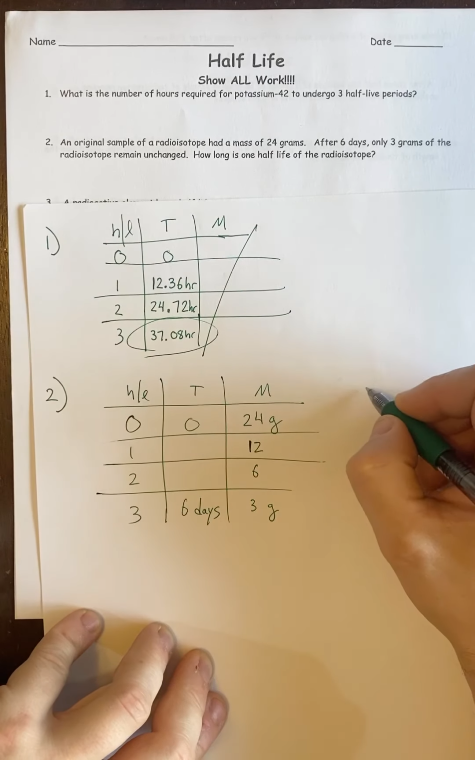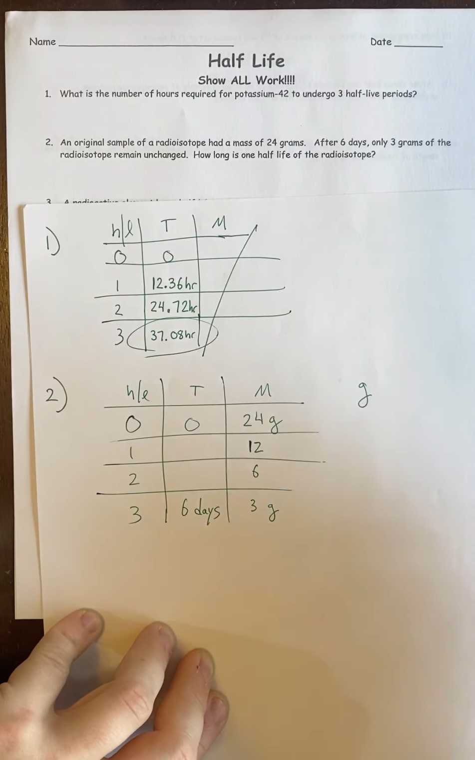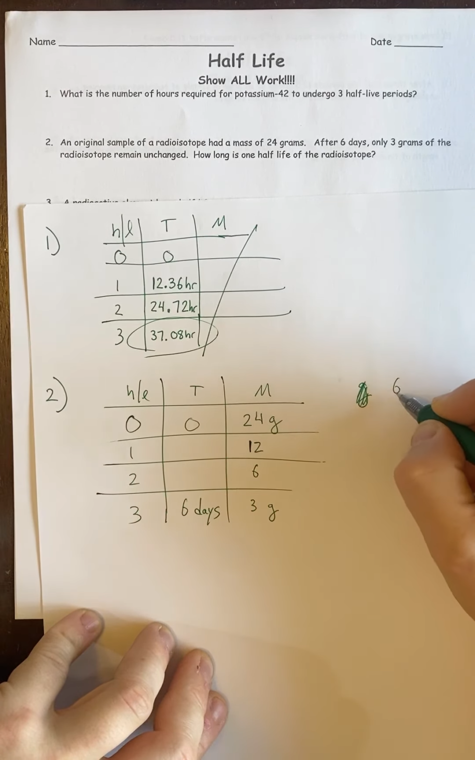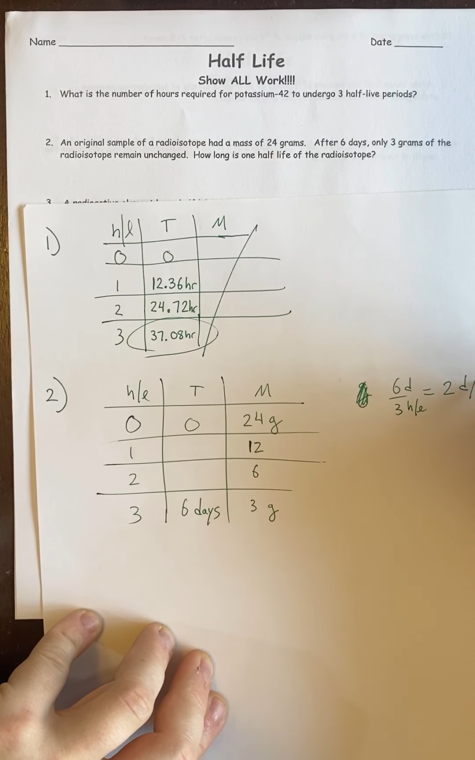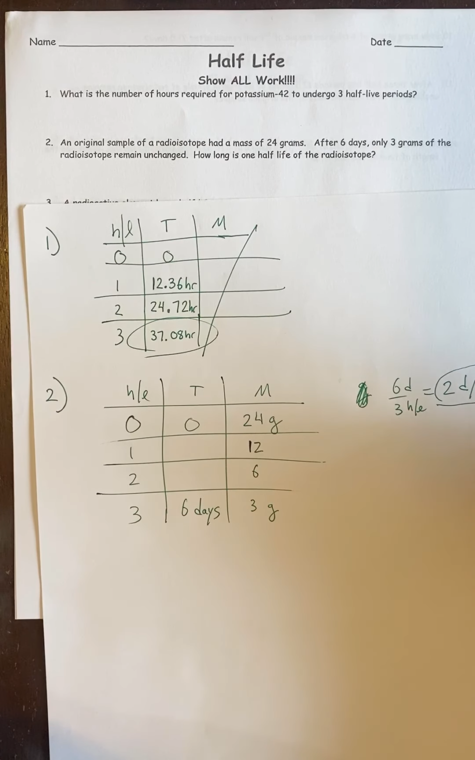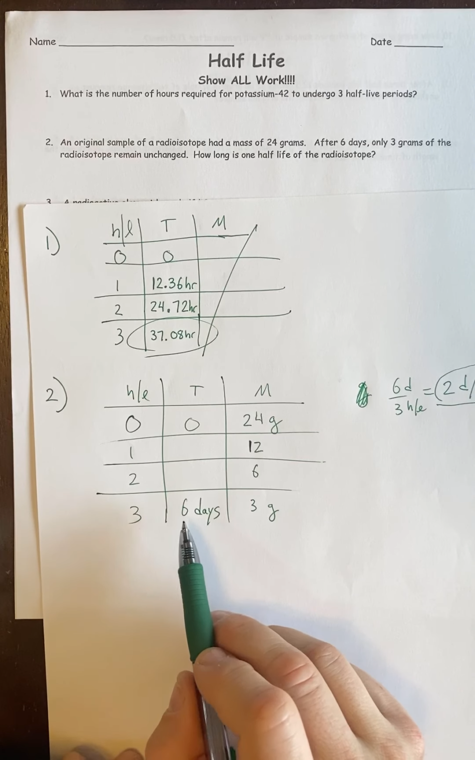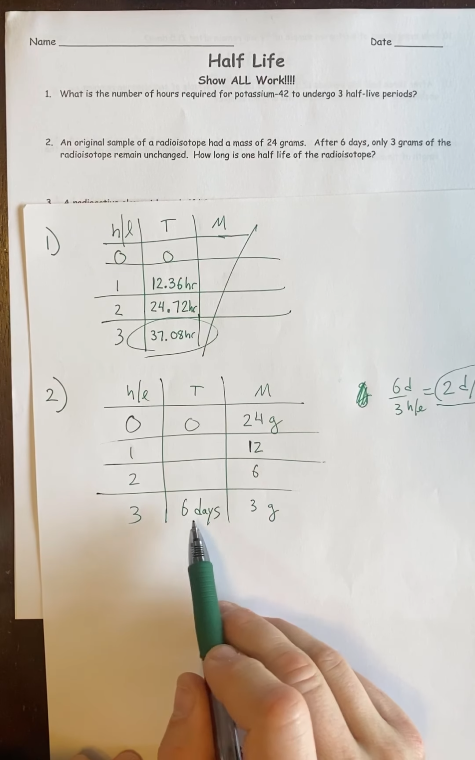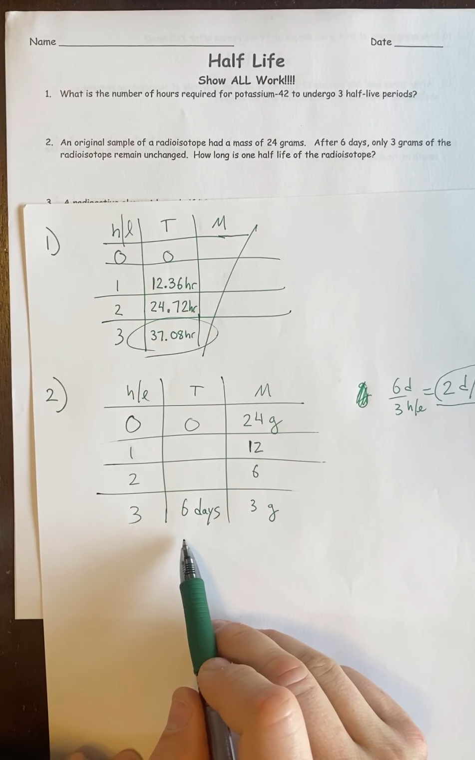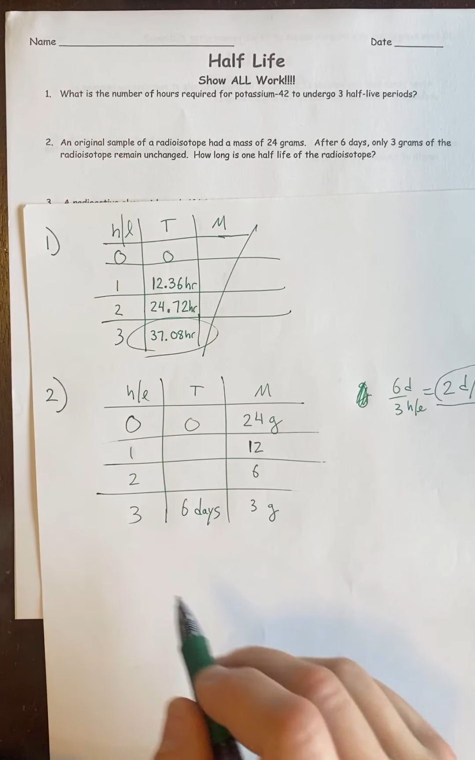So I can do it 2 ways. I can just do 6 days over 3 half-lives, and that's going to give me 2 days per half-life, which is actually my answer. That's the length of one half-life. You could also set up the ratio: if 3 half-lives equals 6 days, 1 half-life equals X days, and then solve for X. I like it this way. You just divide those 2 numbers.